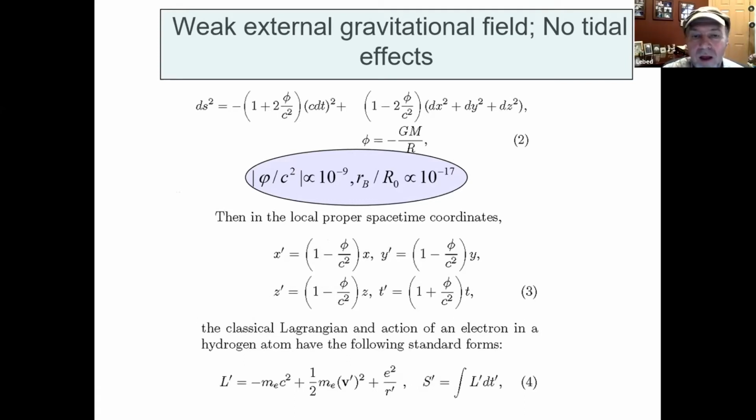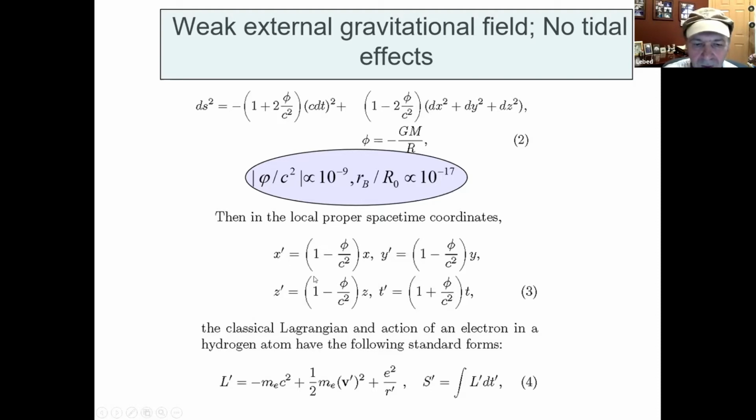I also would like to tell you that we use the no tidal effects approximation. So what does this mean? This means that the size of the atom is very small compared to the radius of Earth, and we don't differentiate this with respect to electron coordinates. We don't differentiate the potential. So this gives you accuracy 10 to minus 17 power. So we don't need this.